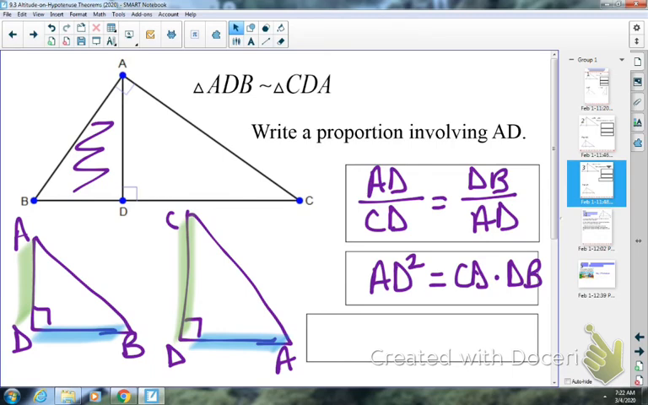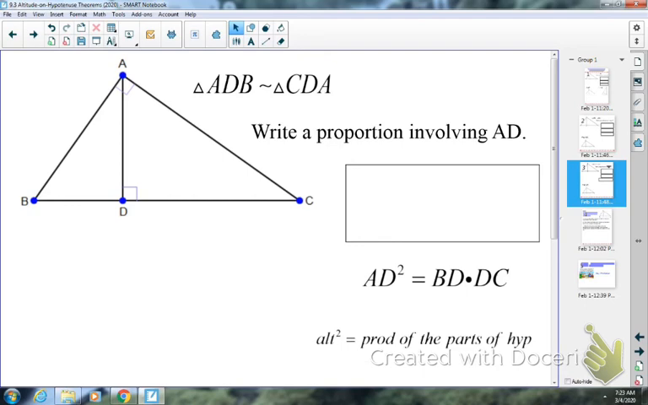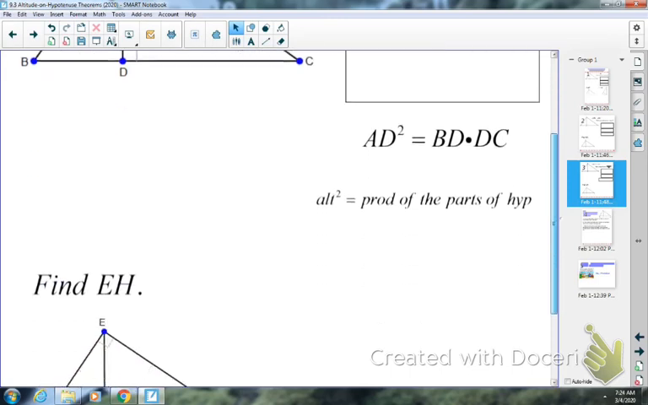So again, back in the original picture, my altitude is AD. So the altitude squared equals the product of the two pieces of the hypotenuse. CD and BD are those two pieces. So like I said, AD squared equals BD times CD. The altitude squared equals the product of the two parts of the hypotenuse.